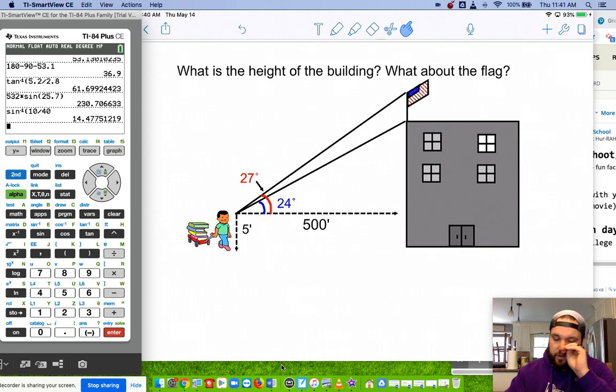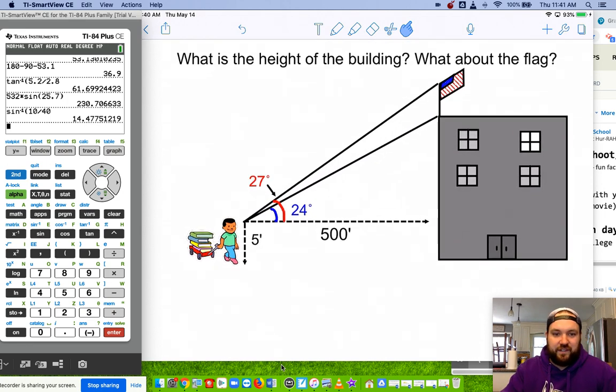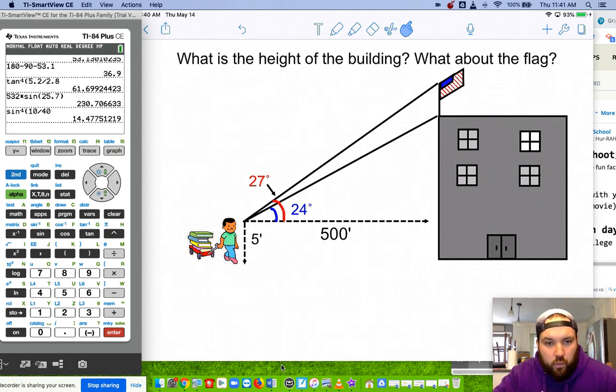Last problem we're going to do here: some young person with a green shirt and blue pants and pink shoes and a wagon with gigantic books in it is walking towards what I would assume to be a school. What is the height of the building, and what about the height of the flag?